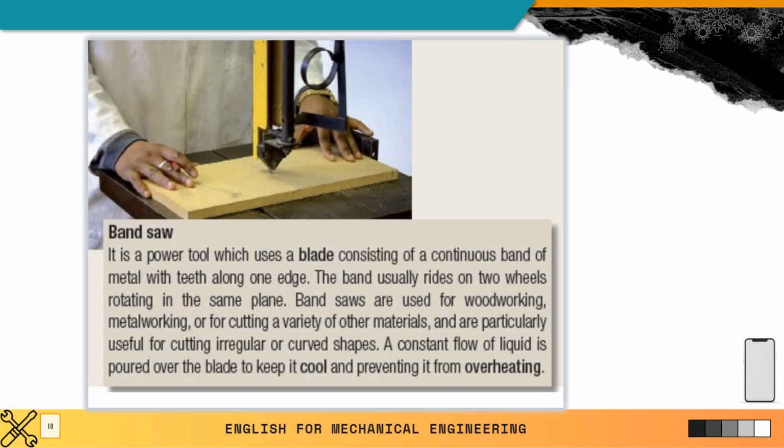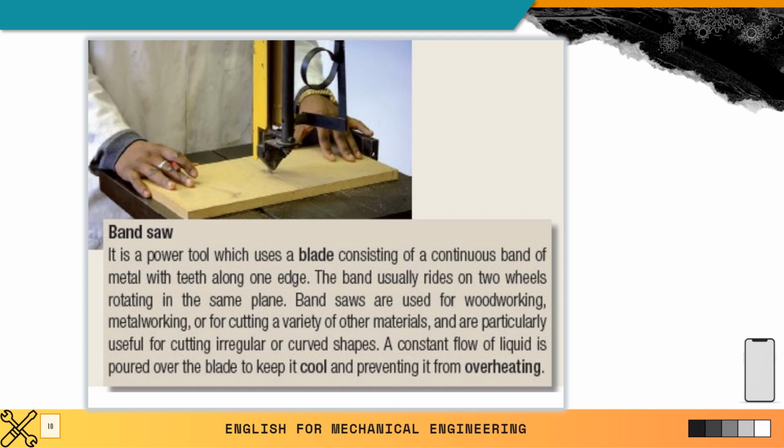Bandsaw is our last tool here. It is a power tool which uses a blade consisting of a continuous band of metal with teeth along one edge. The band usually rides on two wheels rotating in the same plane. Band saws are used for woodworking, metalworking, or for cutting a variety of other materials and are particularly useful for cutting irregular or curved shapes. A constant flow of liquid is poured over the blade to keep it cool and prevent it from overheating.